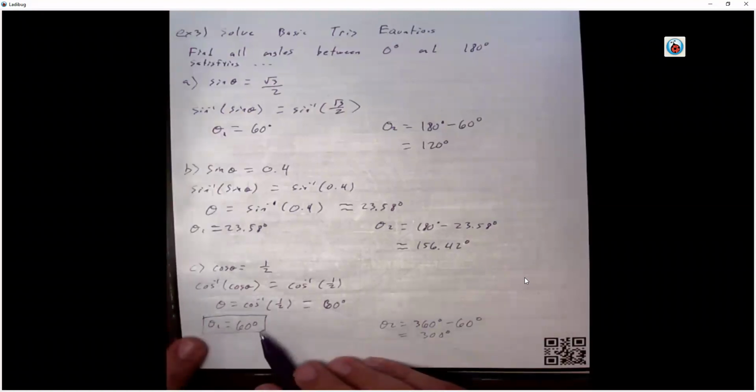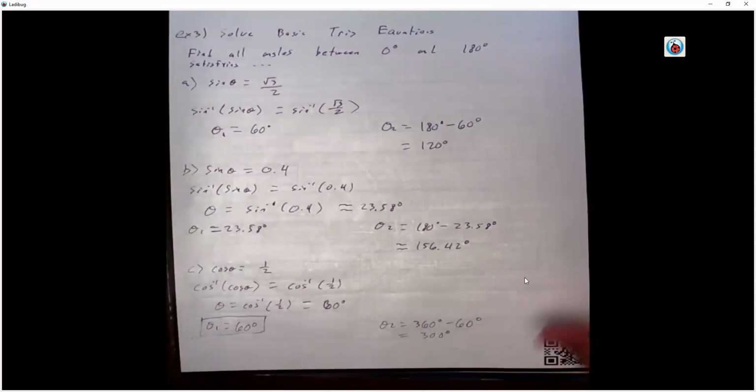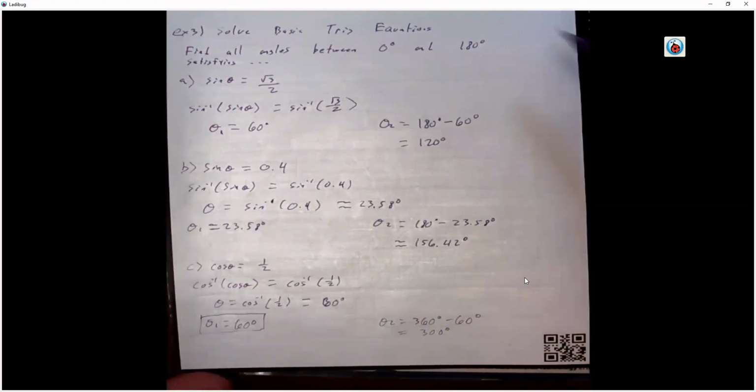Excuse me. Anyway, it's only this guy because of what they said. Any other questions on example 3? Keep those ideas in mind. Should be okay when solving for the angles. Okay. You guys cool on this page?